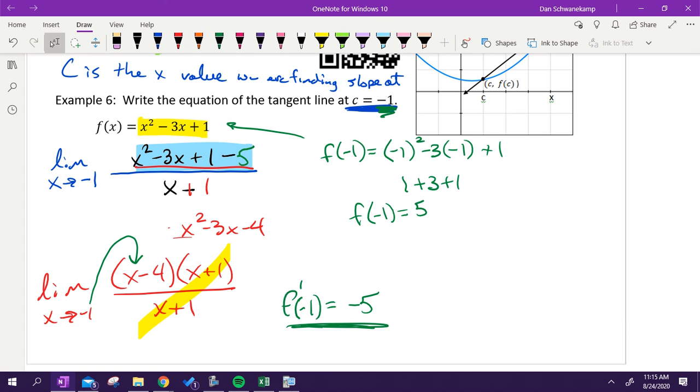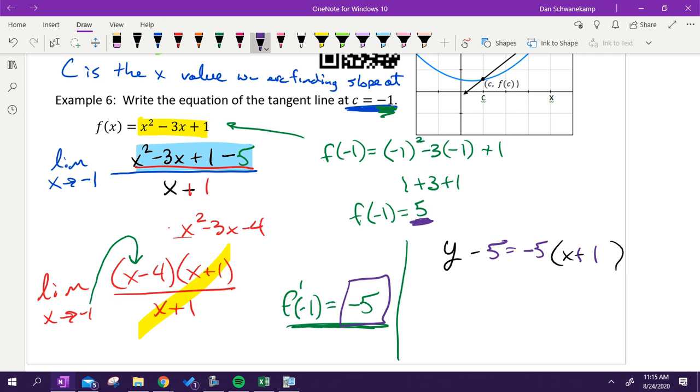Last thing we're doing is writing the equation of a tangent line. That should be easy because of this problem. Y minus, x minus. My x value is -1, so it's x minus -1, so it becomes x plus 1. What am I going to write with my y? Y minus what here? 5, because we found it right there. We needed that in my equation already, so I already have that. And in front of my parentheses, I'm going to write -5, because that's my slope. This is the equation of my tangent line.